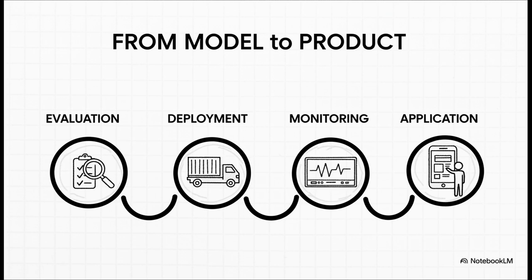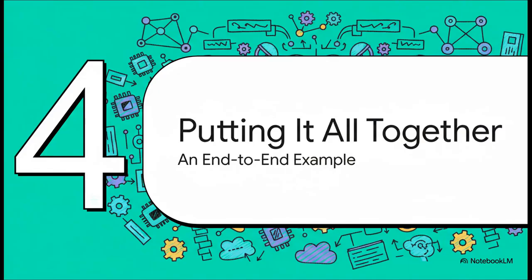Layer 6 is evaluation. We gotta test the model to make sure it's accurate and not making things up. Layer 7 is deployment. That's where we package it all up so it can be used by thousands or even millions of people at once. Layer 8 is monitoring, where we keep a close eye on it to make sure it's behaving itself. And finally, layer 9 is the application itself, the shiny front end that our users will actually click on and interact with. So, we've covered all 9 layers of the stack.